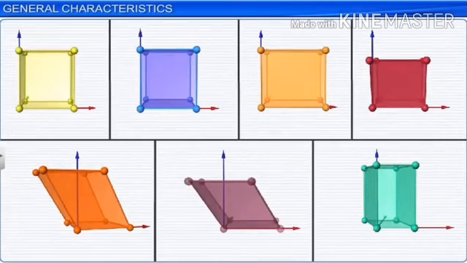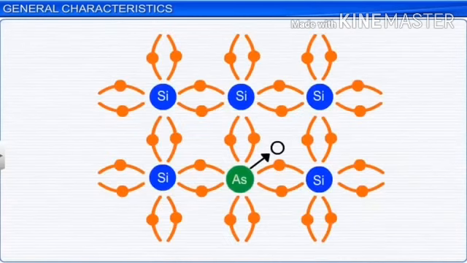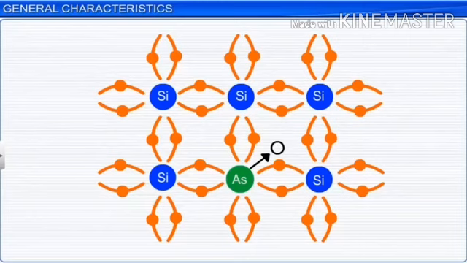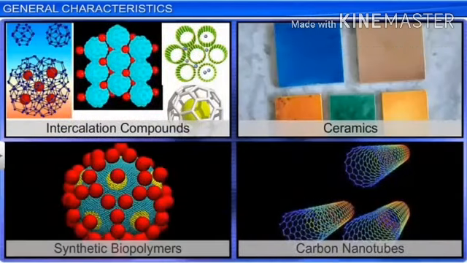Generally, we can say that all the properties of the solid state are because of its structure. All the general characteristics of a solid depend upon the structure of that particular material. For example, if you alter the structure of silicon, which is a semiconductor, its conducting nature can be increased by adding an impurity such as arsenic. The structure is changed, so the conductivity also increases. So all the properties of the solid state depend upon its structure.